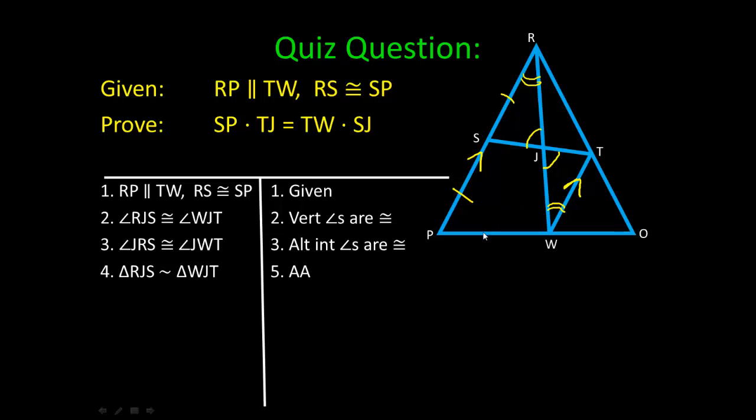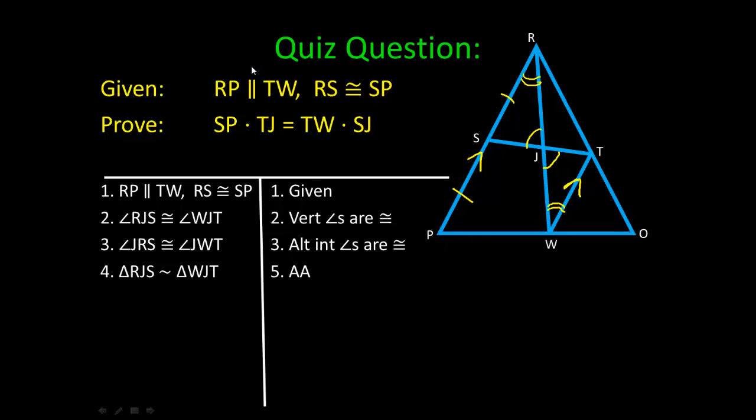The other thing that you could have done is, if you didn't go with the vertical angle route, even if you didn't see that, you could have said angle RSJ and angle WTJ are congruent also because of alternate interior angles. So there's two routes you could have gone there, and it would have shown you the triangles similar by angle, angle. Okay, so now I've got these two triangles similar.